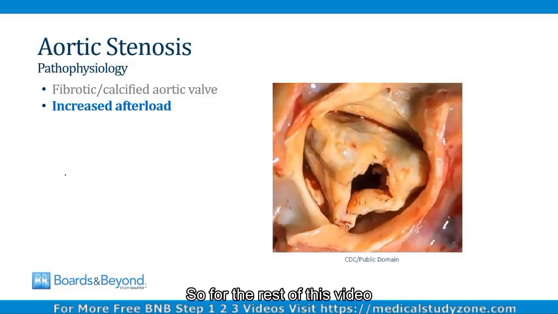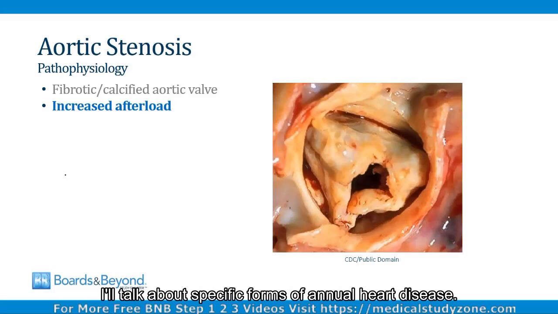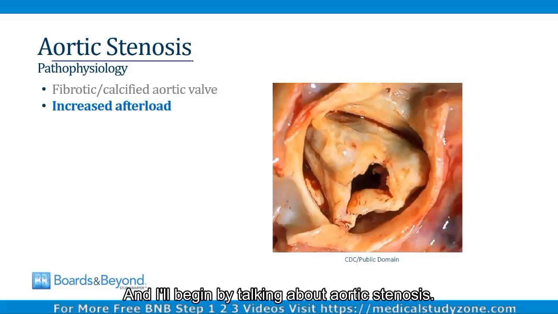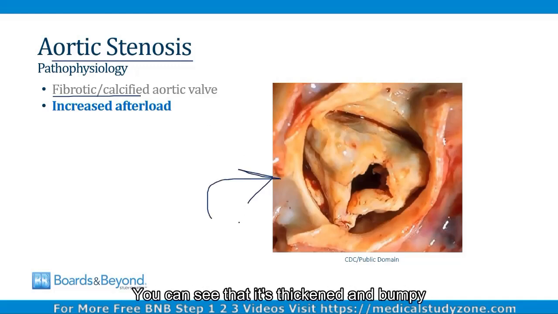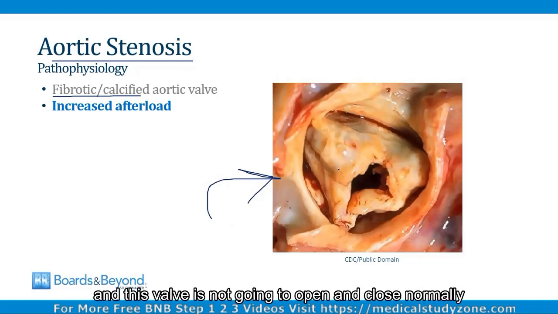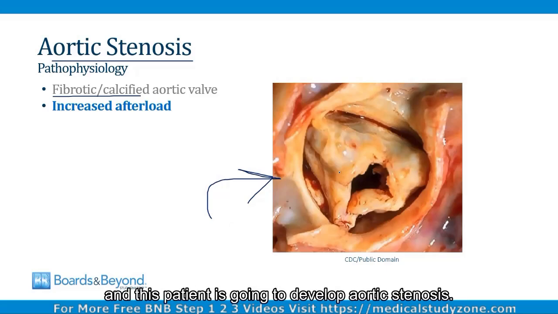So for the rest of this video, I'll talk about specific forms of valvular heart disease, and I'll begin by talking about aortic stenosis. Aortic stenosis occurs when the aortic valve becomes fibrous and calcified. This is a picture of a stenotic aortic valve here. You can see that it's thickened and bumpy, and this valve is not going to open and close normally, and this patient is going to develop aortic stenosis.